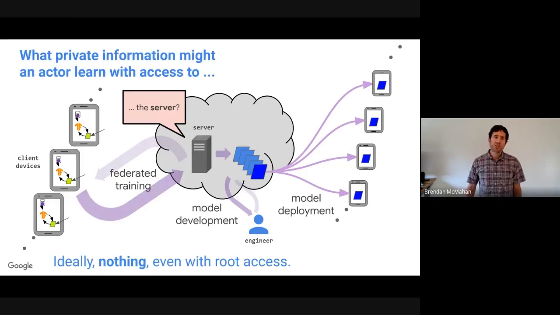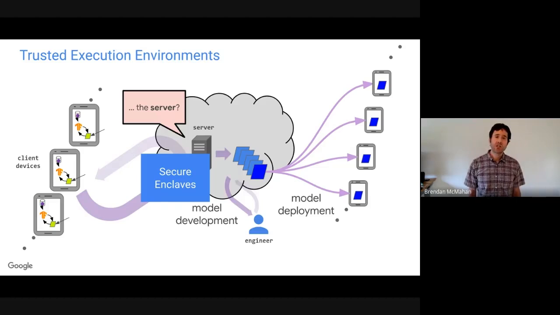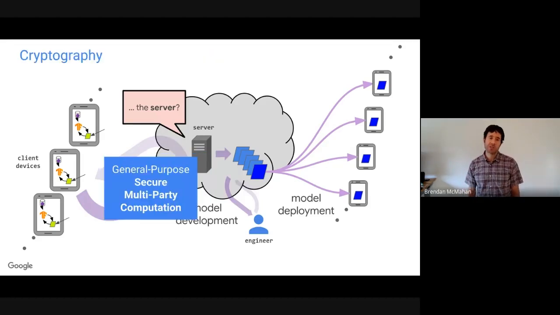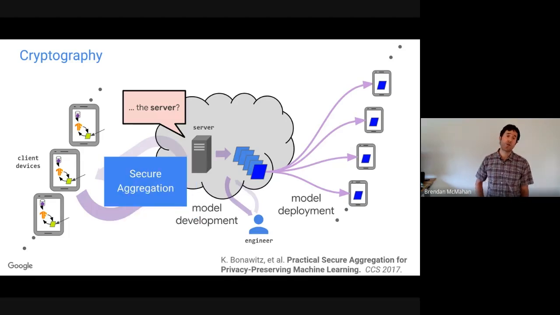But one thing that's interesting is for individual users' updates, there's nothing in FL that really requires anybody to have access to them. They're not what we want. What we want are the aggregates. And so there are interesting technologies like secure enclaves, general purpose secure multi-party computation, or specializations of MPC like secure aggregation that can go even farther than local DP does and say, hey, we're going to try to, by technological means, make it impossible for an actor to see the individual user update.